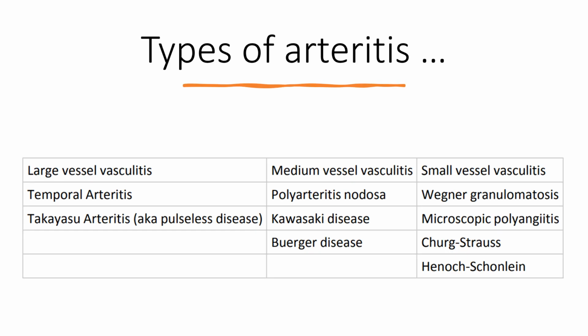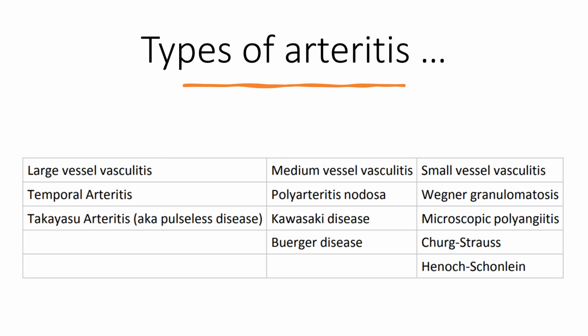So guys, what is arteritis? First of all, we should know what arteritis is. As the name tells us, artery means a blood vessel which carries blood from the heart to the different parts of the body. And itis means inflammation. So arteritis means inflammation of the blood vessel, which is also called vasculitis.